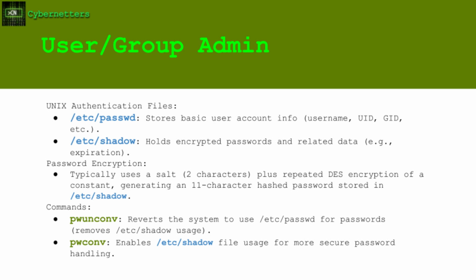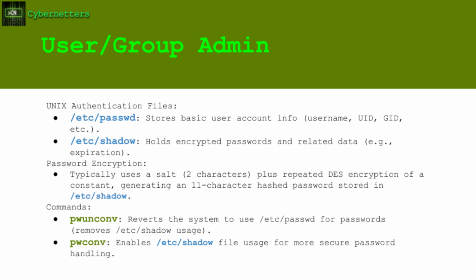This is where the real password data lives. It holds the encrypted passwords along with the expiration dates and other security-related info. The cool part is that only root can read this file, which makes it more secure.